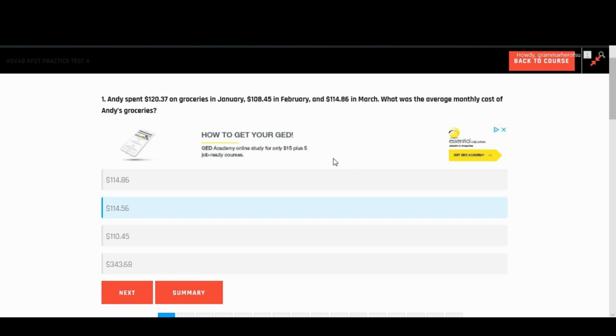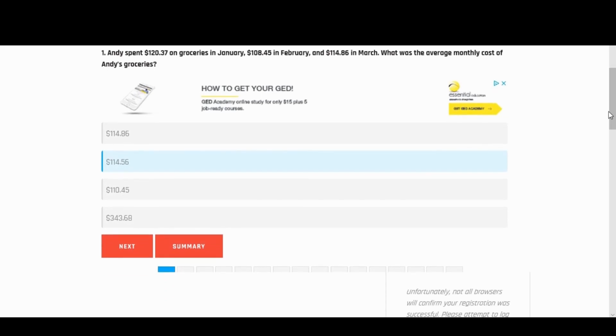Question 1 says Andy spent $120.37 on groceries in January, $108.45 in February, and $114.86 in March. What was the average monthly cost of Andy's groceries? So in this case, we have to find the average of the cost he spent on groceries per month. And to do that, we're going to use the formula to calculate the average.